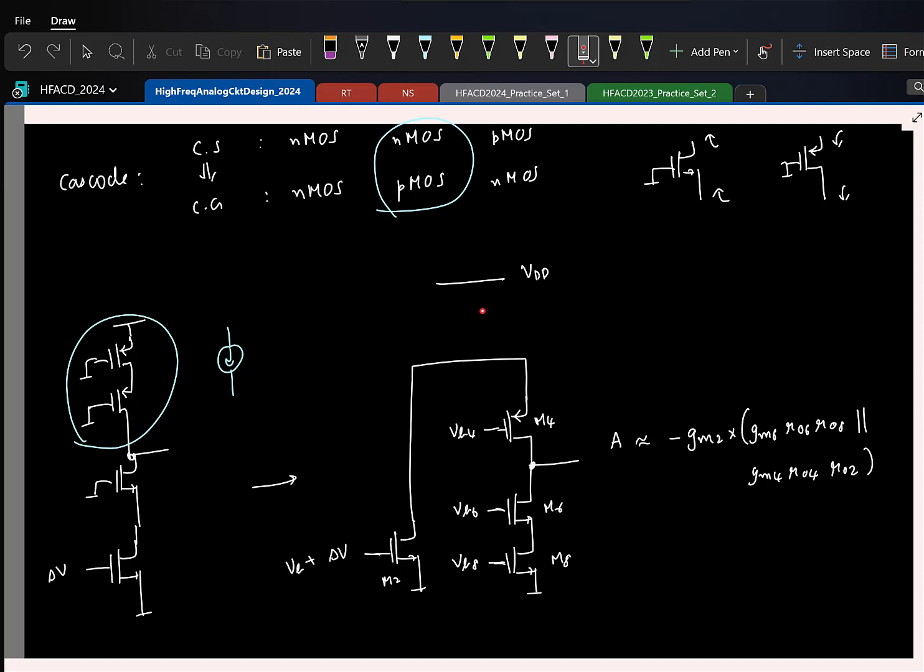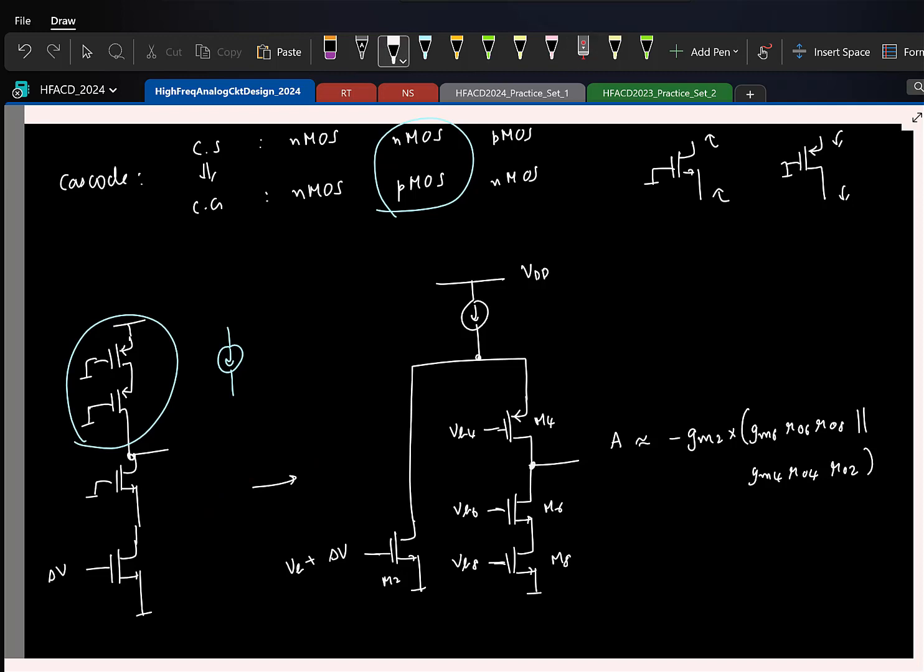Current source, because incrementally this has to be open, but with respect to a DC operating point I need something to establish current flow in these two branches. So I will have a current source here. Okay, this is fine. So that's the only difference we'll have between these two.